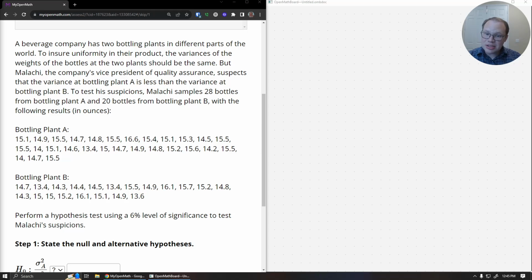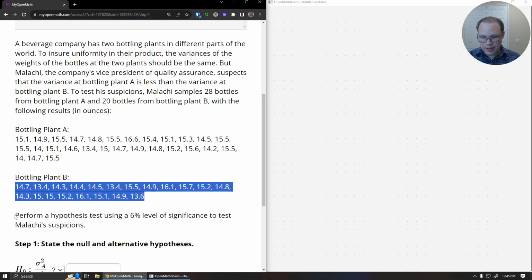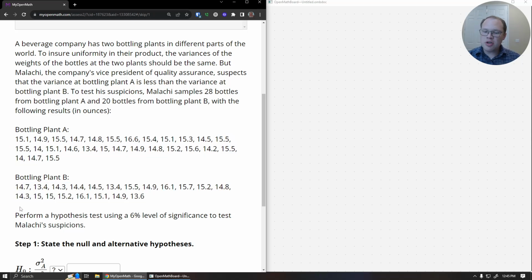To test his suspicions, Malachi samples 28 bottles from bottling plant A and 20 bottles from bottling plant B with the following results in ounces. So here is our sample from bottling plant A. Here is the sample from bottling plant B. Perform a hypothesis test using a 6% level of significance to test Malachi's suspicions.